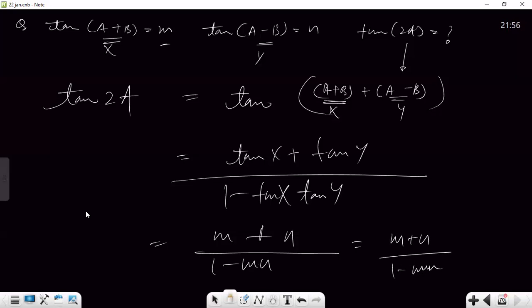Here we could also have assumed some values of a and b and used that method. But using this method also, we are able to find it fast, because we knew that 2a can be written as the sum of a plus b and a minus b. Clear?